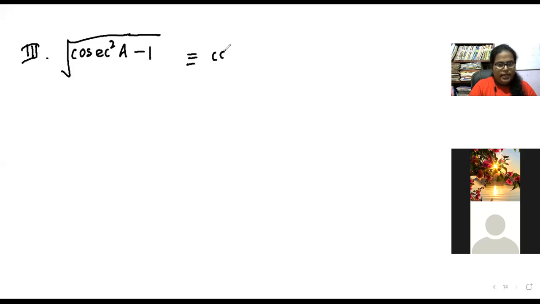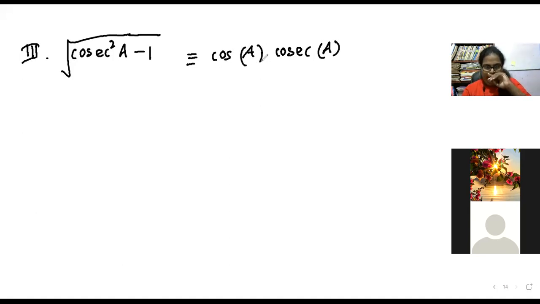Right. Our next question is the third one. Cosec square A minus 1, all under the square root, is identical to cos A cosec A. The angle is given as A, right?